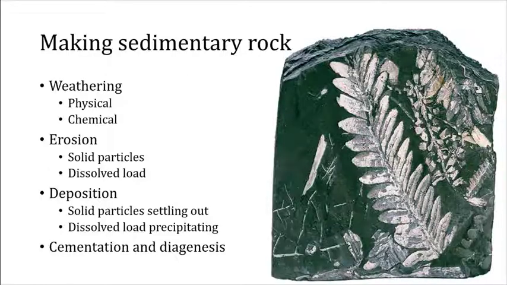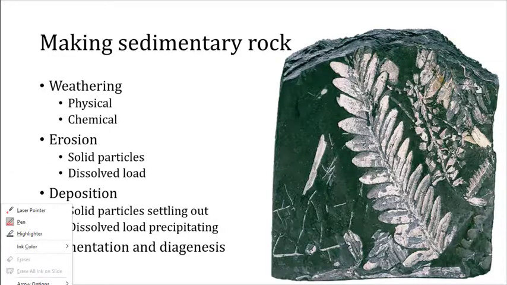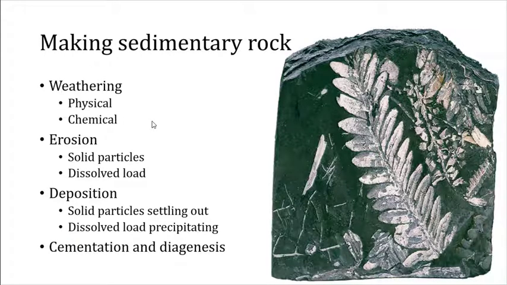So how do we make sedimentary rock? Well, first of all, you are going to have weathering. You are initially going to have to break stuff down. Physical and chemical weathering, and that is almost always followed by erosion. They could be solid particles that are made by physical weathering, or they could be a dissolved load made by chemical weathering. Now, at some point, you're going to need to deposit this stuff, right?